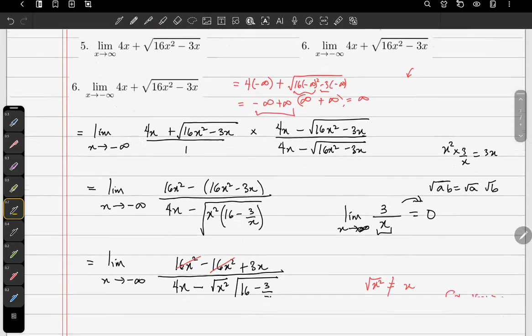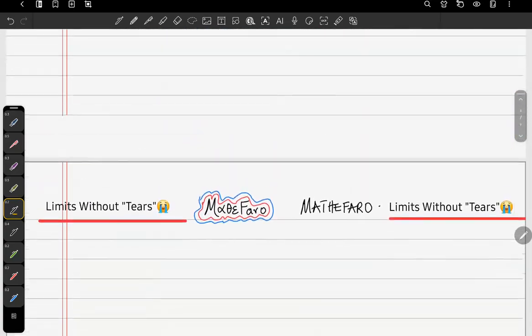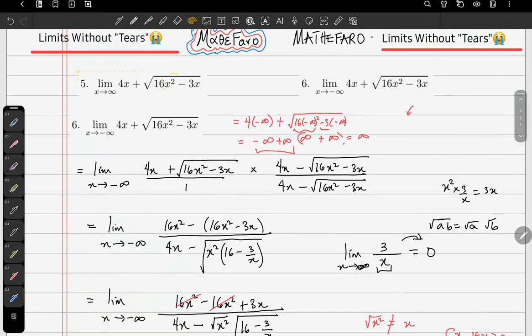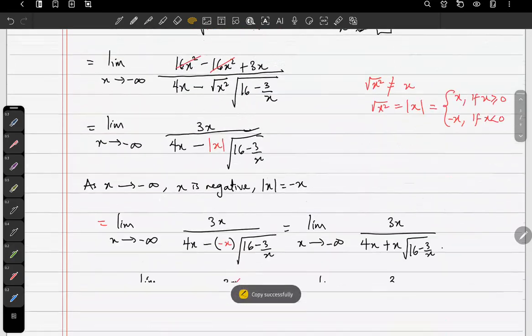And number 5, drum roll. Okay, so the controversial one.